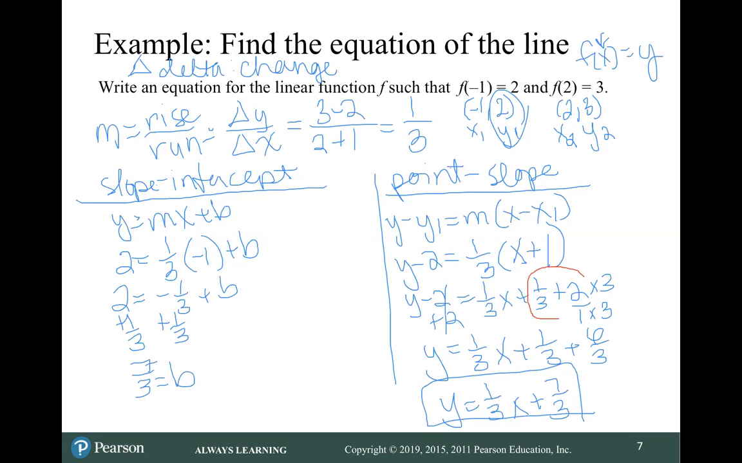Okay, so now that we have b, we have to substitute that back in to y equals mx plus b. And this time leave our y and x. So y equals 1/3 x plus 7/3. So we get the same answer, okay? And you can use either method, but if you look at a textbook or if you look online, almost always they're going to say to use point slope because that's the formula for finding this line.